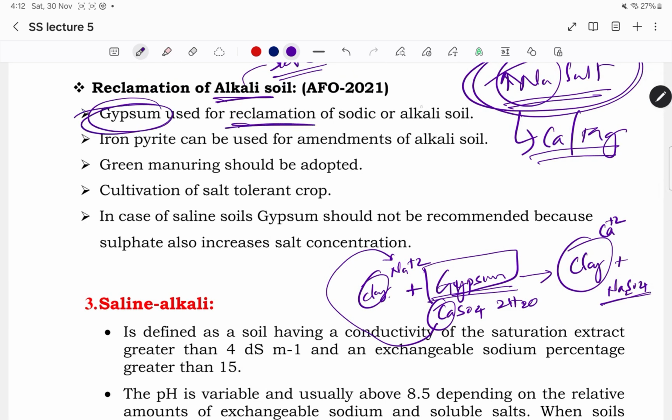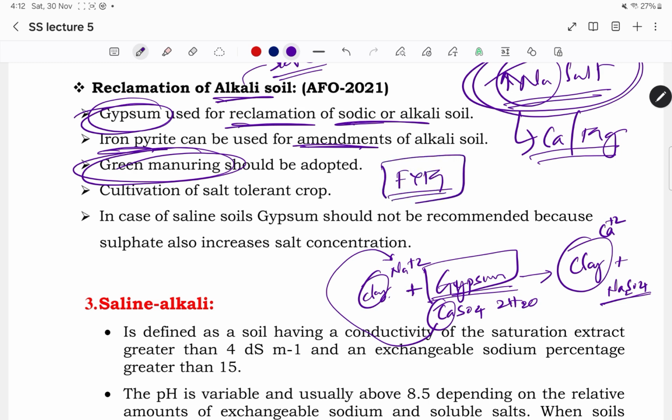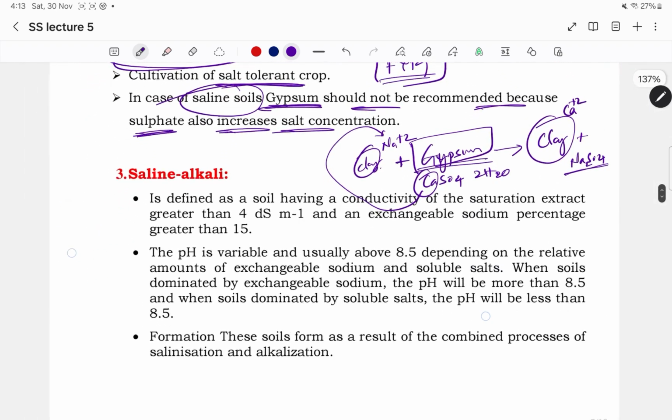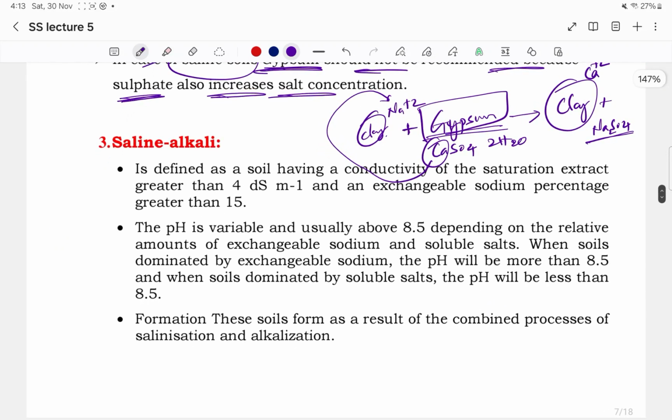Gypsum is used for the reclamation of sodic soil. Iron pyrite can also be used for the amendments. Green manuring or application of farmyard manure is one of the ways to reclaim the sodic soil. Cultivation of salt tolerant crops. In case of saline soil, gypsum should not be recommended because sulfate also increases the salt concentration. That's why in case of saline soil, we go for leaching.